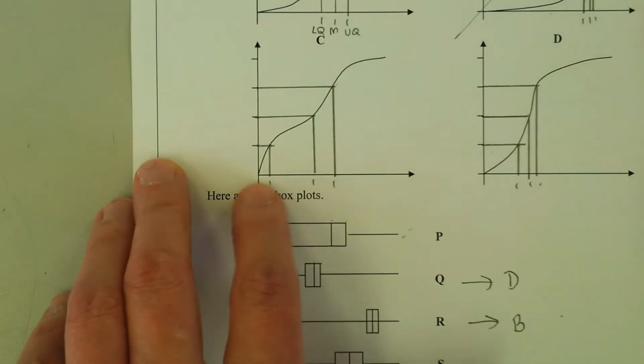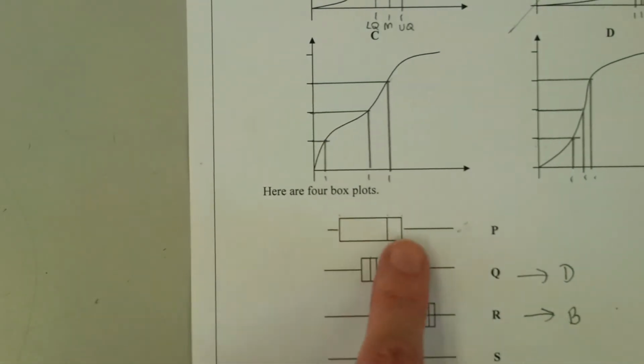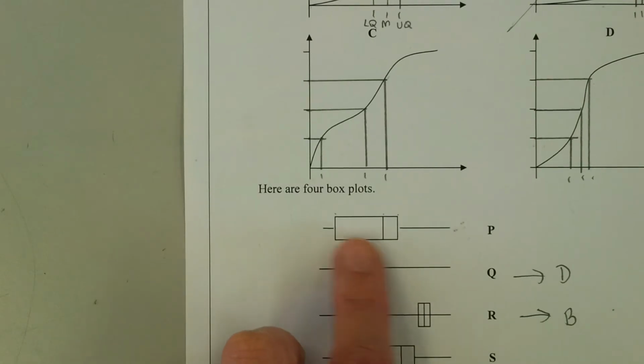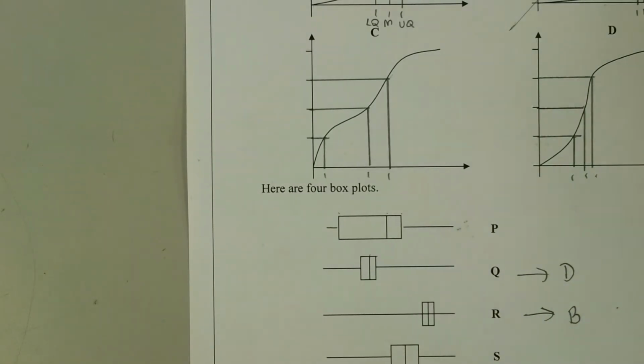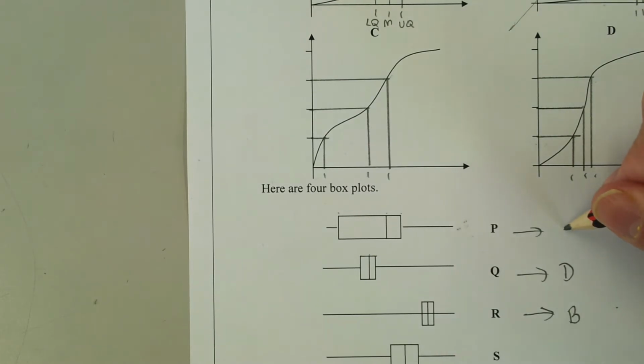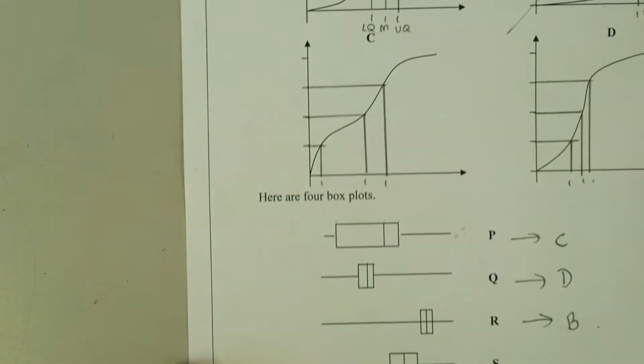This one here, the data is quite spread out, which you can see quite clearly on this box plot here, that's data that's more spread out than the rest. So that one is C, so P matches with C. So let's just check with the last one.